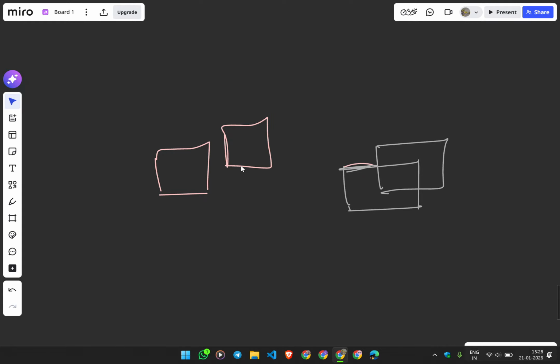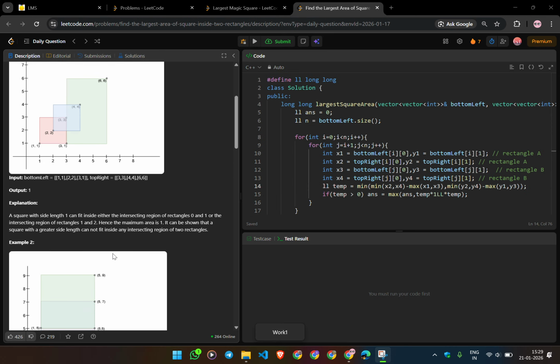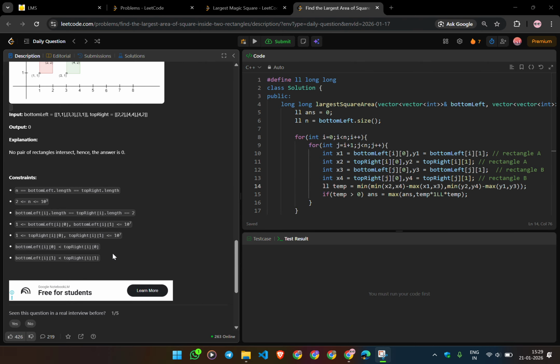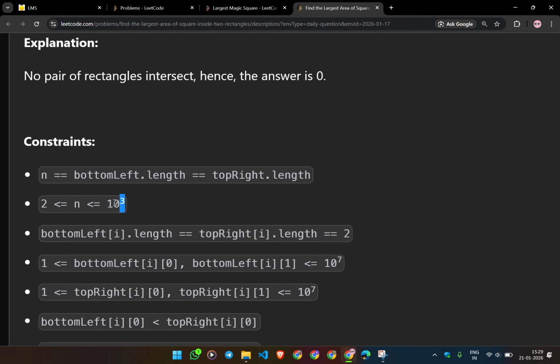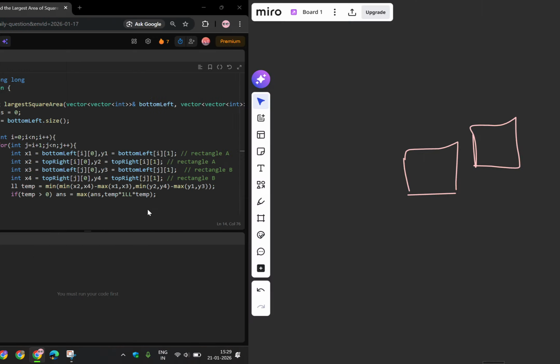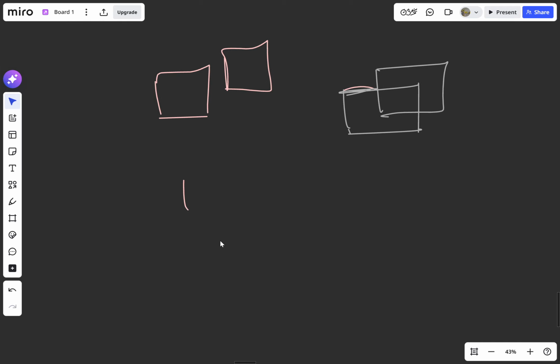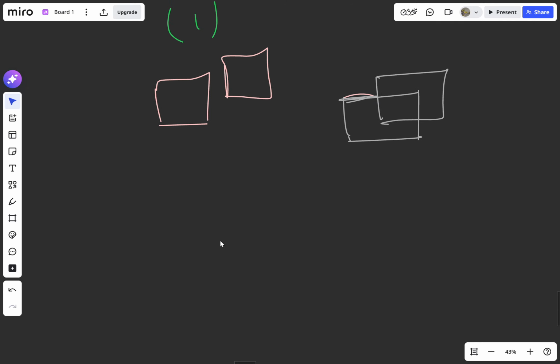For the combinations we have to apply the n square loop for all possible pairs. It can be possible because the n value is 10 to the power 3 only, and the total time complexity after applying the n square loop will be 10 to the power 3 square, so it will result into 10 to the power 6, and this can also be possible. That's why we will apply the n square loop.